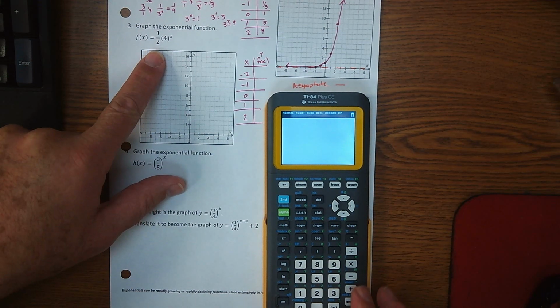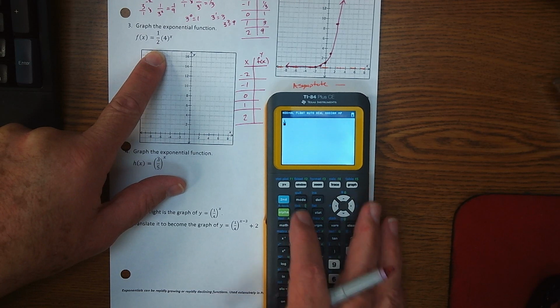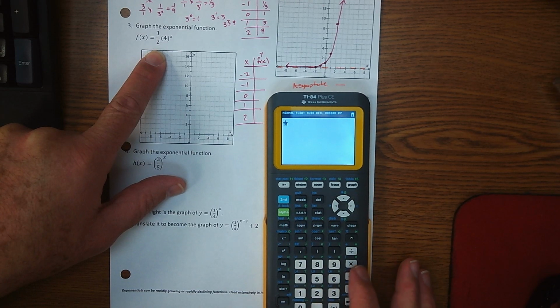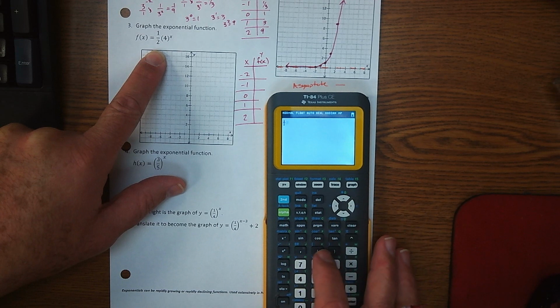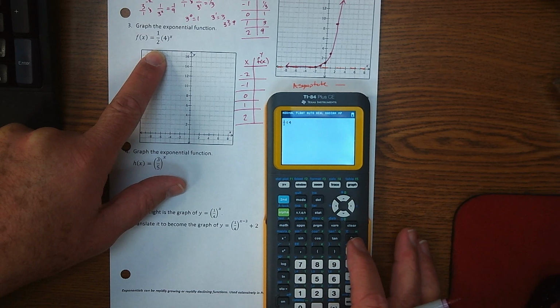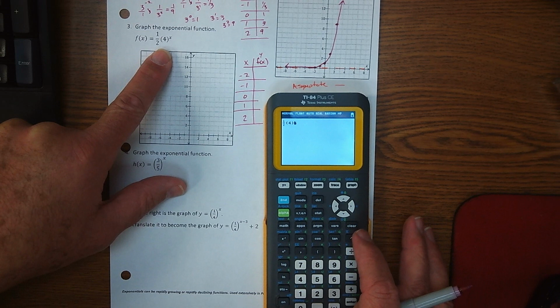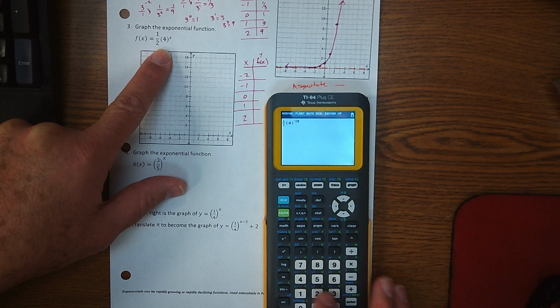Now to take our power here, we're going to go 1/2, put it in fraction mode, times parentheses 4, close parentheses, we're going to put a power here. We're going to put our negative 2 power right there.